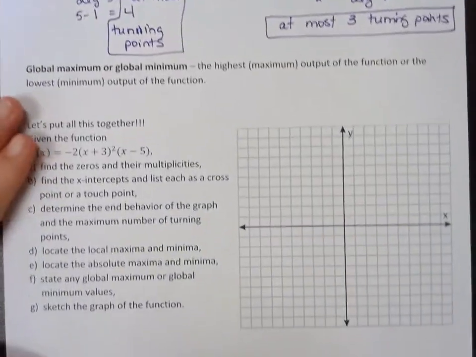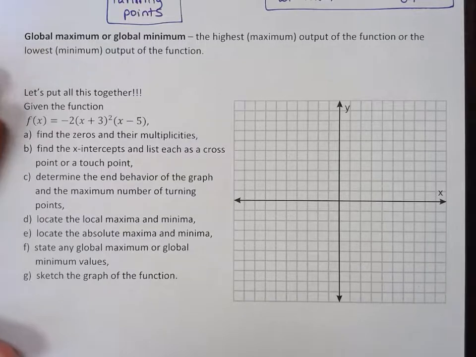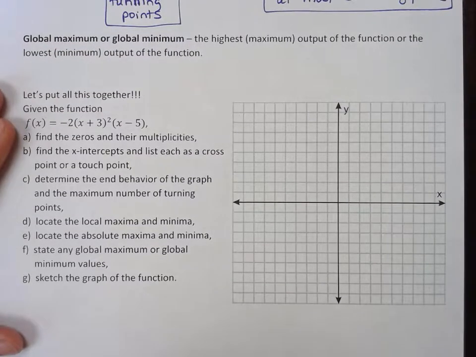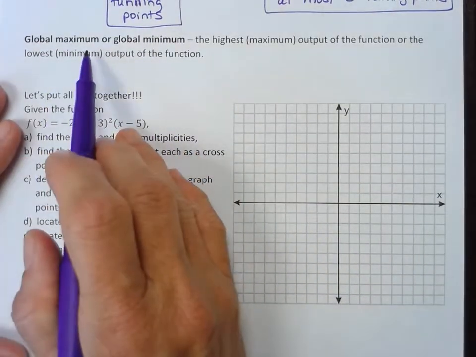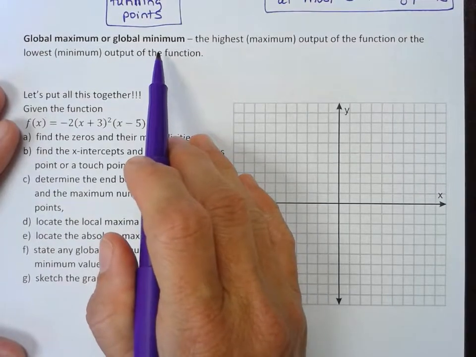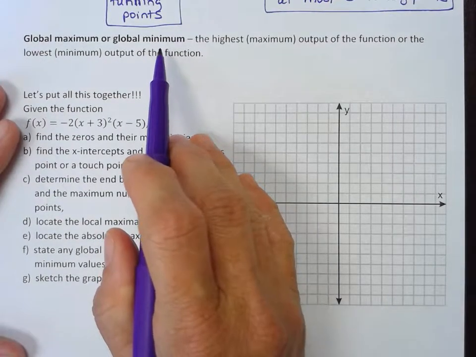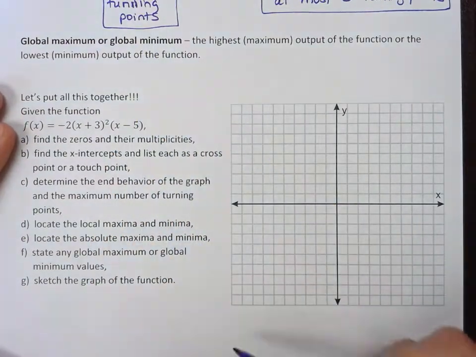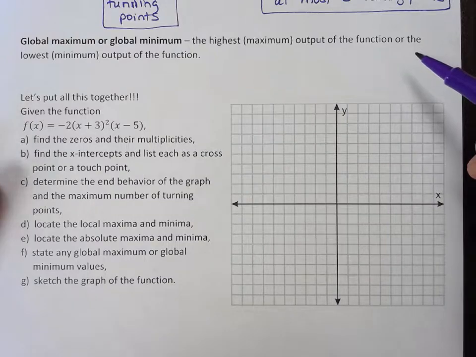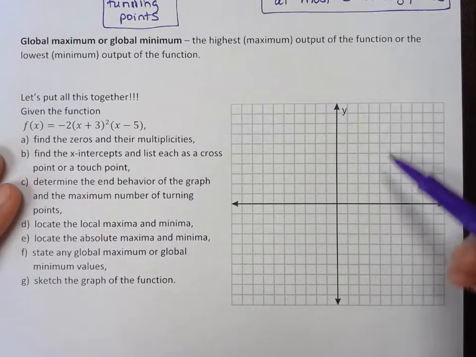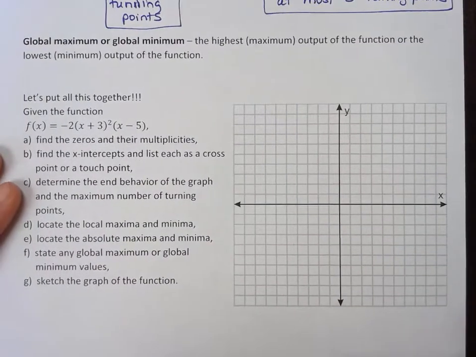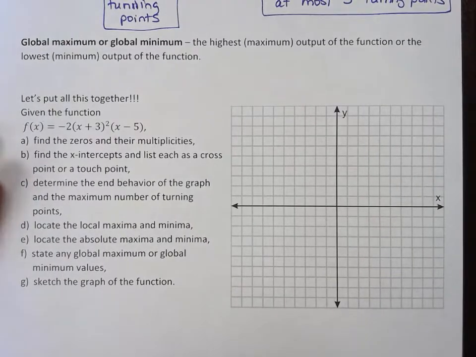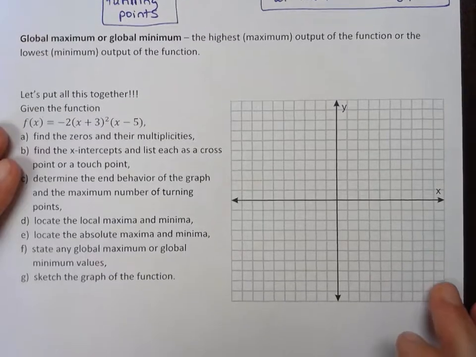So let's put all of this together into one problem. Oh, there's a global maximum, global minimum. I forgot about that. So a global max and a global min would be the absolute highest point or the absolute lowest point on the function. Now, if your function continues to go up, there is no absolute or global max. And if it continues to go down, there is no absolute or global min. Okay? So let's look at this problem.